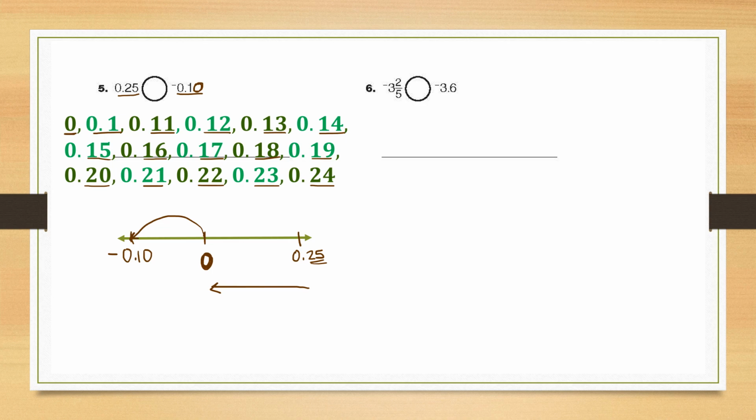Question number 6. -3 2/5 compares to -3 6/10. I'm going to change 2/5 to a decimal. 2 divided by 5 is 0.4. So this would become -3.4.